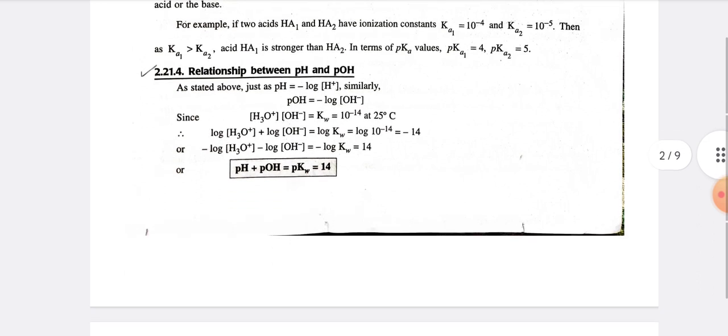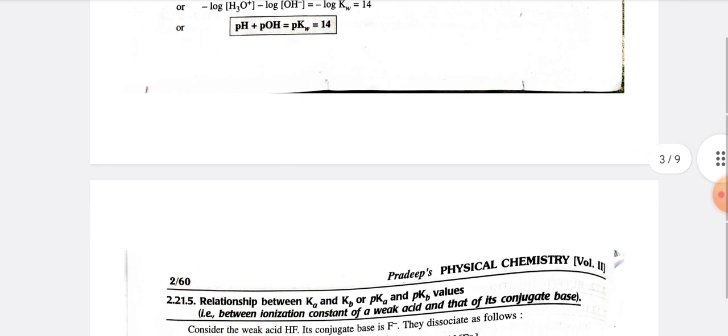A relationship between pH and pOH. pOH is equal to minus log of [OH-]. Since [H3O+] times [OH-] is equal to Kw, which is equal to 10^-14 at 25 degrees Celsius, log [H3O+] plus log [OH-] is equal to log Kw. We take the logarithm in this step on both sides. And finally we get pH plus pOH is equal to pKw, which is equal to 14.